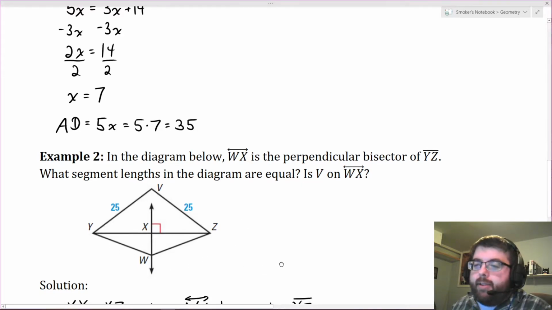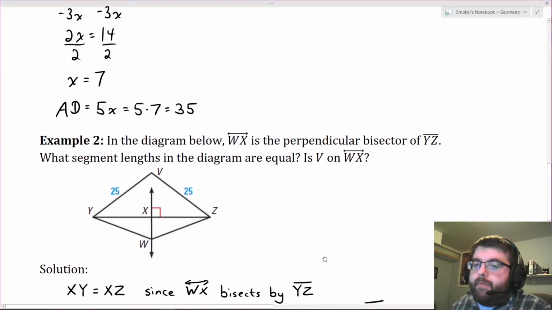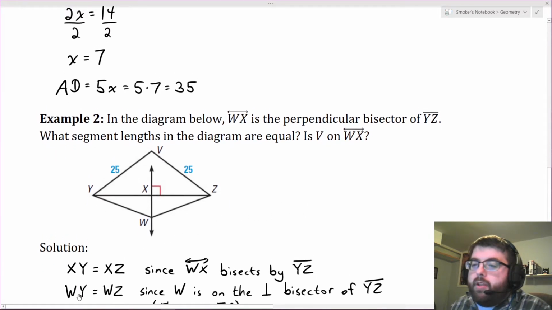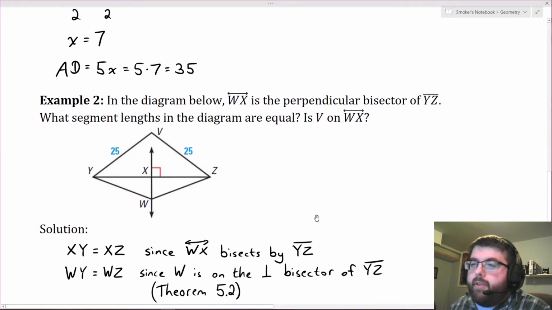What line segments are equal? Well, I kind of got into that a little bit earlier. XY is equal to XZ because WX is a bisector, therefore it has to go through the midpoint, cutting this line exactly in half. Also, WY and WZ will be equal because of the perpendicular bisector theorem, theorem 5.2.